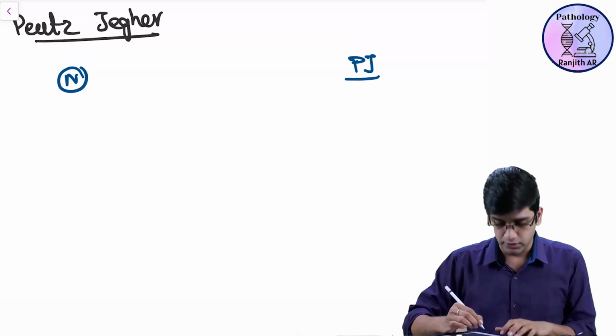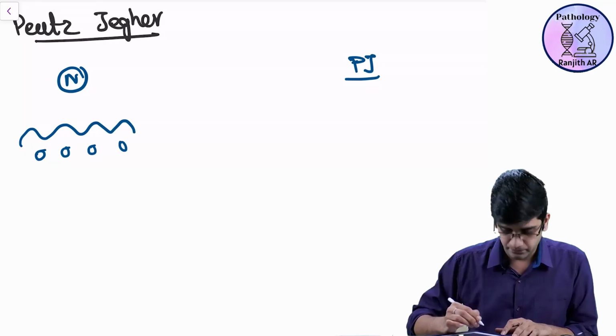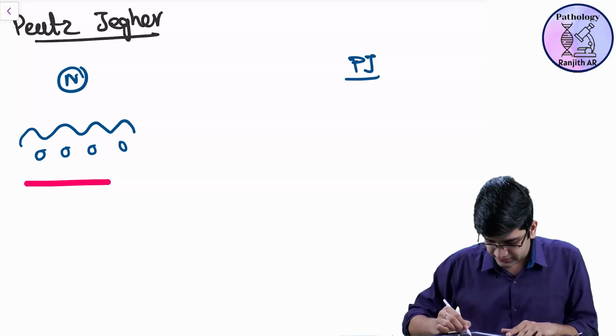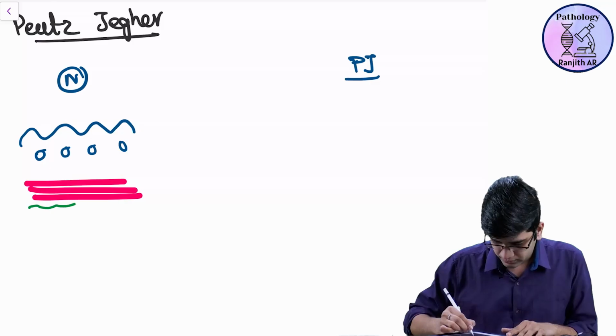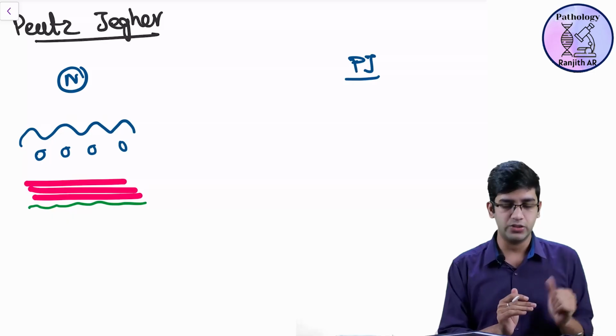A normal colon will have layers of epithelium, submucosa, right? Mucosa, submucosa. Then you will have muscularis, right? Then you will have serosa. General colonic thing: mucosa, submucosa, muscularis, serosa.